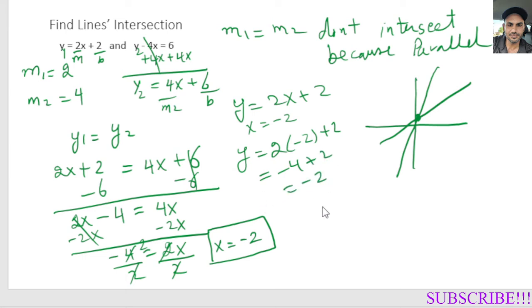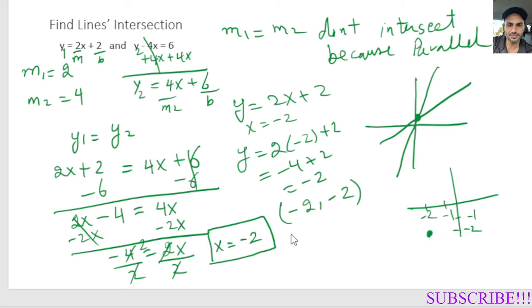So the y value is -2. So the point is -2 comma -2. That's the intersection of these two lines. So it would be like if you look at this here, yes, -1, -2. So this is the point where they would intersect both lines.